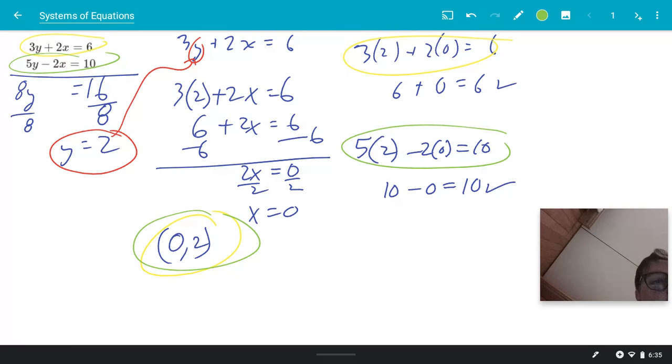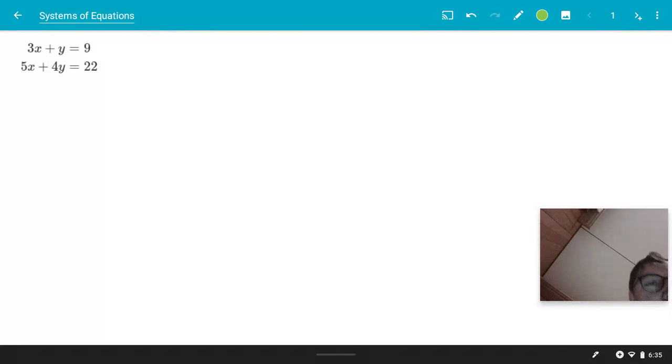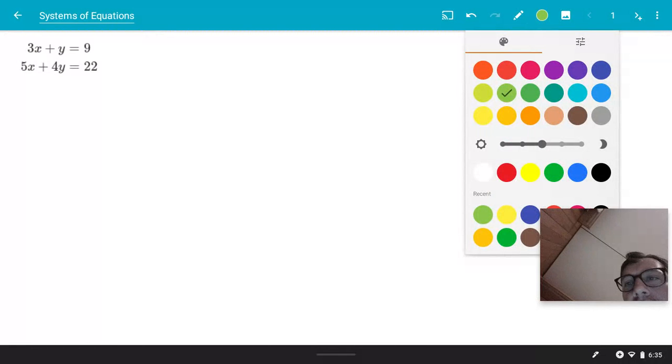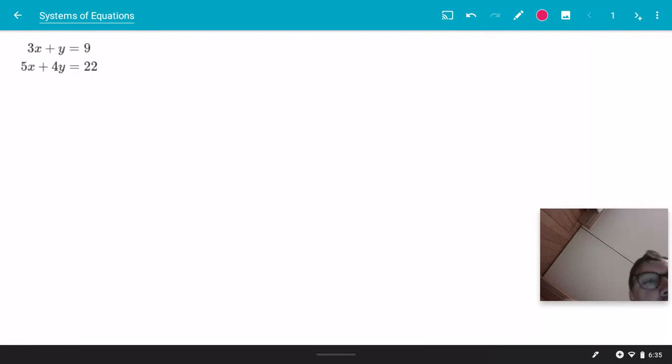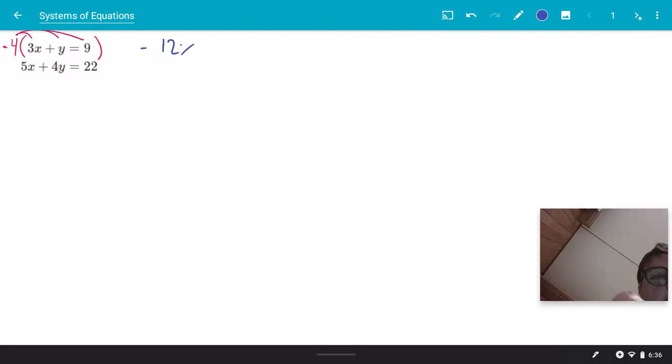Now, of course, this was easy because 2x minus 2x is 0. Usually that doesn't happen, that it's nice and easy. So for example, if I added the columns here, it wouldn't work out, right? Because 3x plus 5x is 8x, y plus 4y is 5y. That doesn't work out. But if I wanted to cancel out a variable, the easiest thing would be to multiply the first equation by -4, because then I'd be able to cancel out the y's. So if I do that, I have -12x minus 4y equals -36.